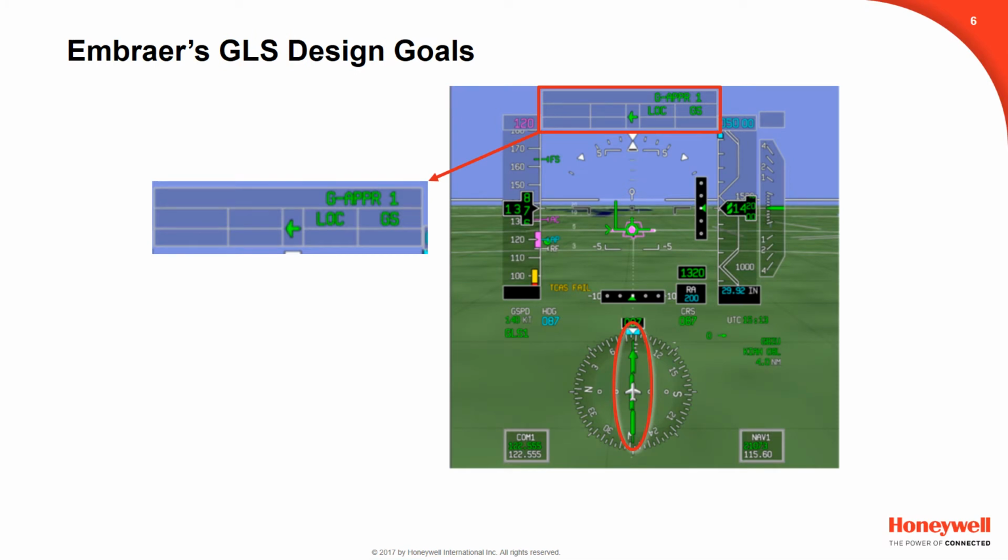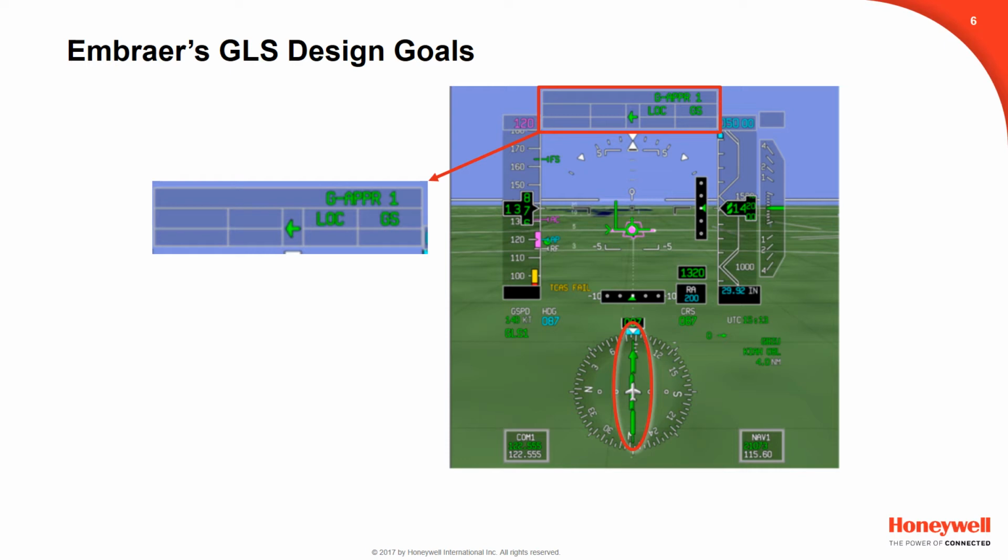Embraer had several goals in mind when designing their GLS interface. The most important was to make the GLS display properties look and feel as similar to an ILS as possible, so that pilot training would be minimized for operators. GLS approaches are intended to replace ILS approaches, and much of GLS is similar to ILS. It's a precision approach based upon tuning a VHF station at the destination airport, and it has the same operational categories and uses as a non-FMS source of guidance.